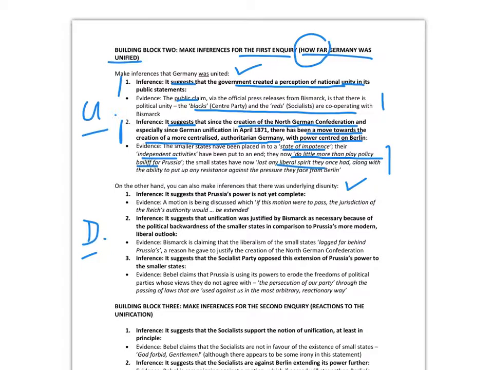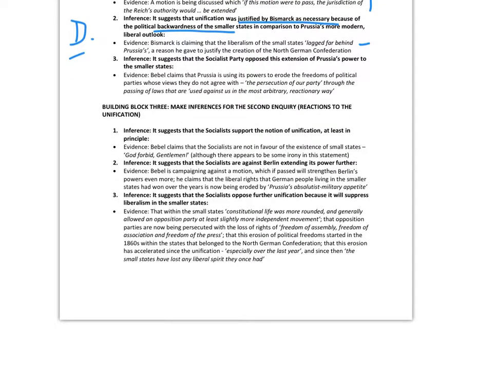Okay, so you can see that in the second half of that argument, evidence for division. Make your inference: it suggests that Prussia's power is not yet complete, and then include some short quotes. Make another inference: it suggests that unification was justified by Bismarck as necessary because of the political backwardness of the small states, and support it with short quotes, and so on. Once you've done that, move on, because you're working to a time limit.